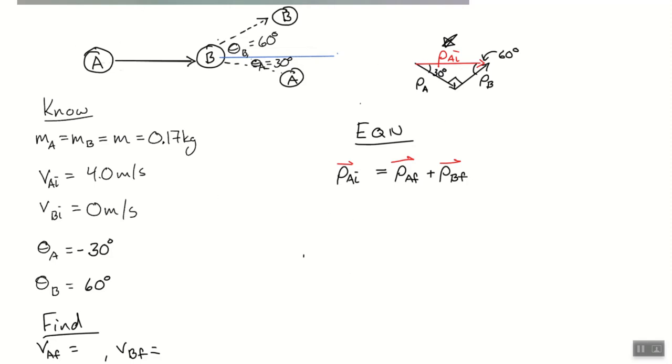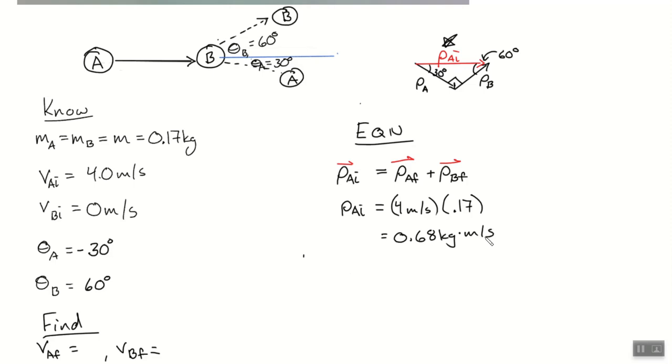I'm going to do one line here just so we can get a number in here so it feels a little bit more natural. The initial momentum of A: what was its initial velocity? So we have 4 meters per second. And we're going to multiply this by its mass, which was 0.17. And let's see, that's 0.68 kilogram meters per second.